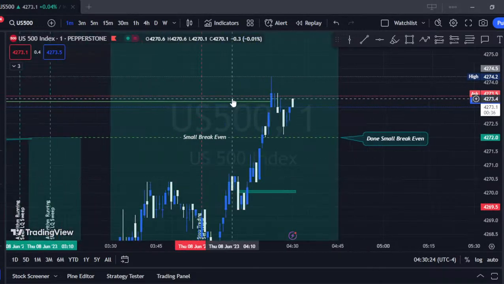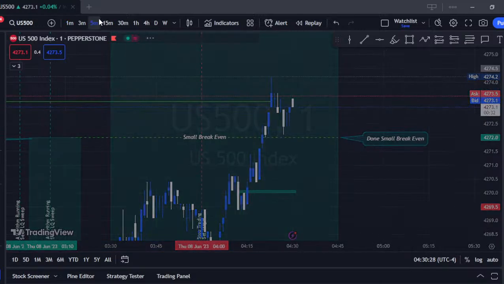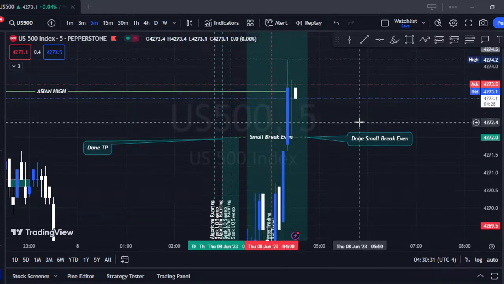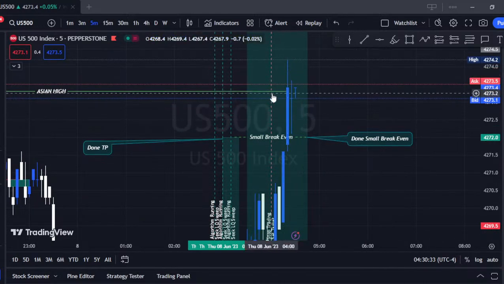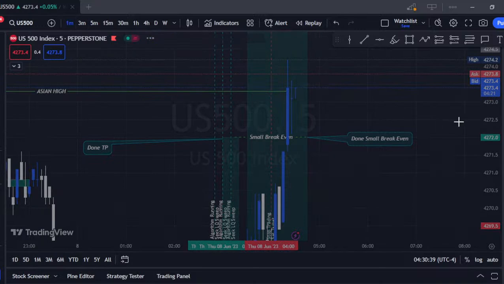Yeah, good stuff. This was the Asian high. Let me see on the 5 minutes. Oh, it did break. Not just wicking, it broke. And I believe it's still having a strong movement to the upside. Let's just sit and watch.